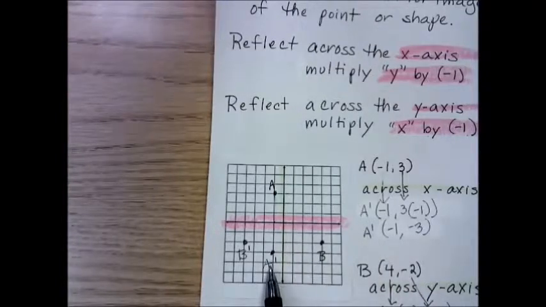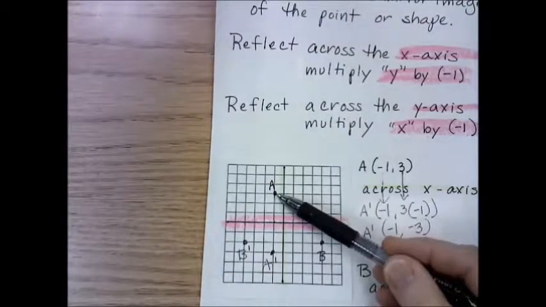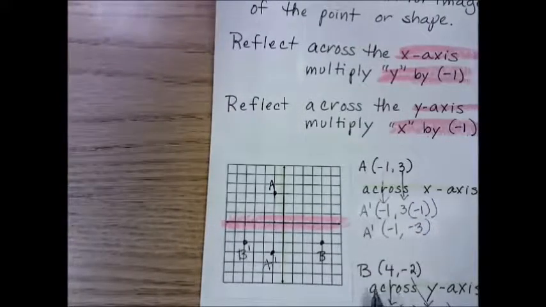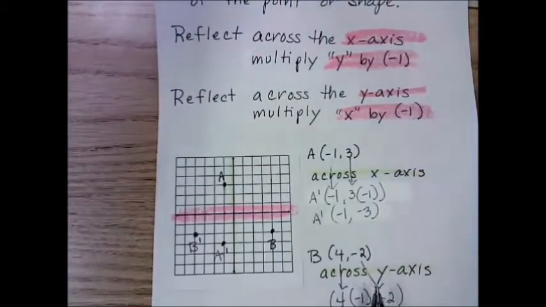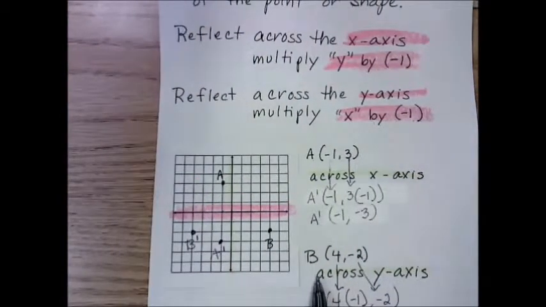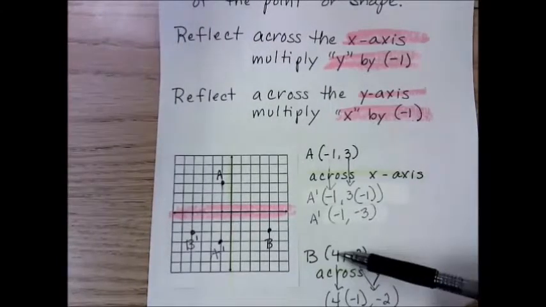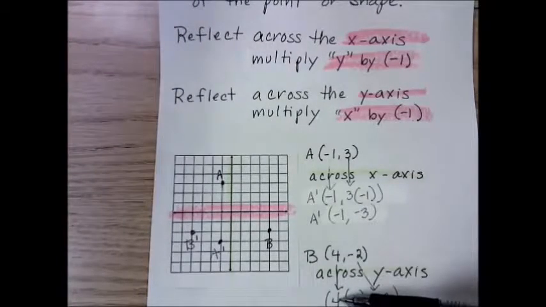So when we go ahead and graph A prime, here we are, -1, -3. So A prime is the reflection of A across x. B is located at 4, -2. Now, if we were to reflect B across the y-axis, the x stays the same. That would still be 4.